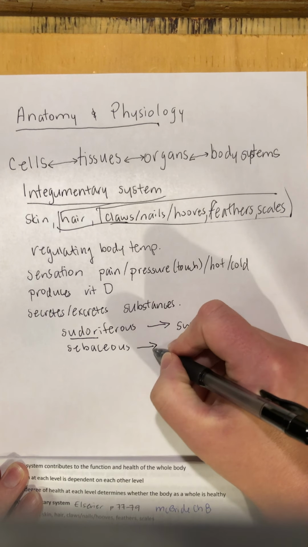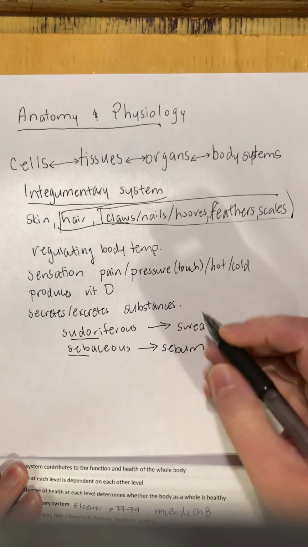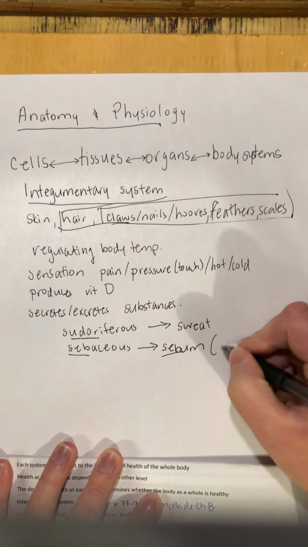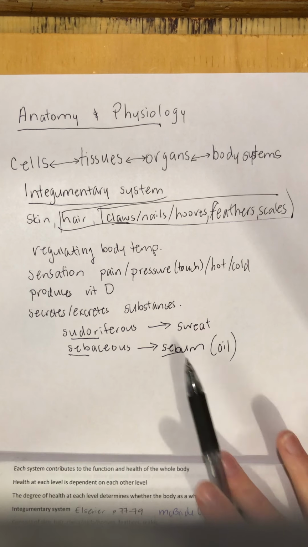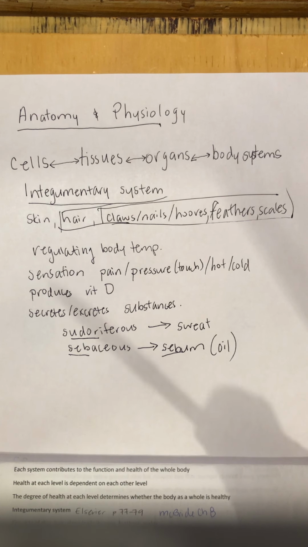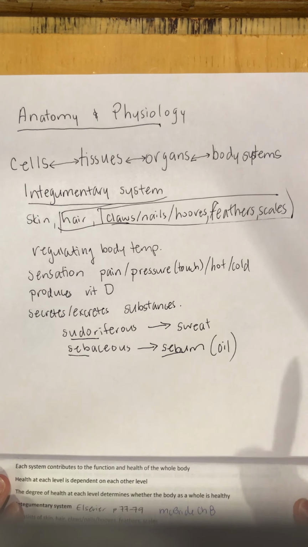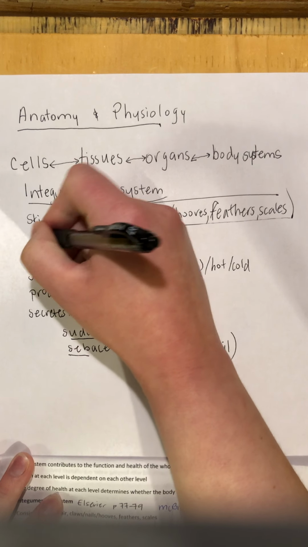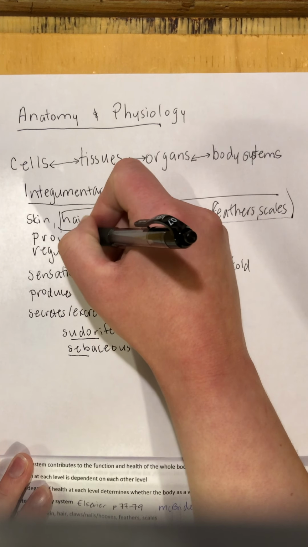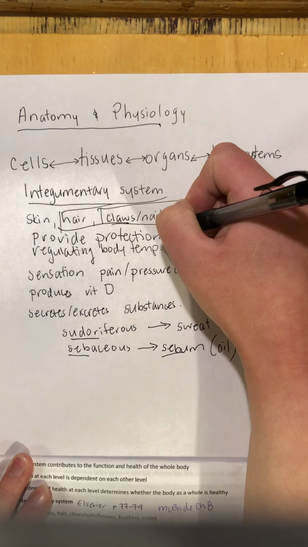And then sebaceous glands make sebum. Again, S-E-B, right? And this is oil. If your hair is greasy and you haven't washed it in a while, that's sebum. It's like a skin oil, created by the sebaceous glands. And then, kind of like number one, we should almost pop it up here, is to provide protection!